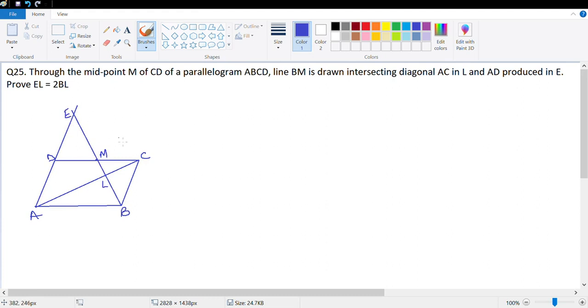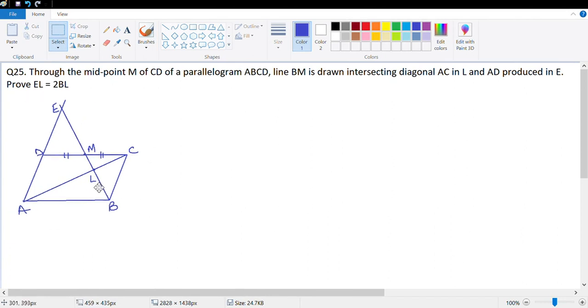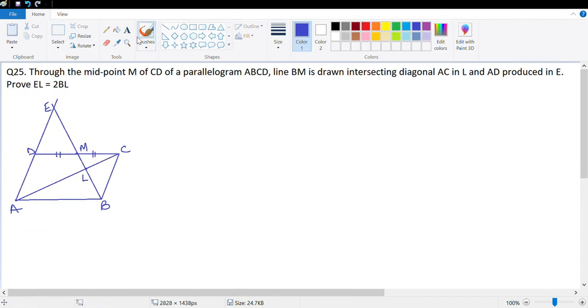Let's read the question again. Through the midpoint of CD of parallelogram ABCD, which means DM and MC are equal. Line BM is drawn intersecting diagonal AC at L, which is here, and AD produced at E. Perfect. We've got our diagram correct. Now see, what do we need to prove? We need to prove that EL is equal to 2 times BL.